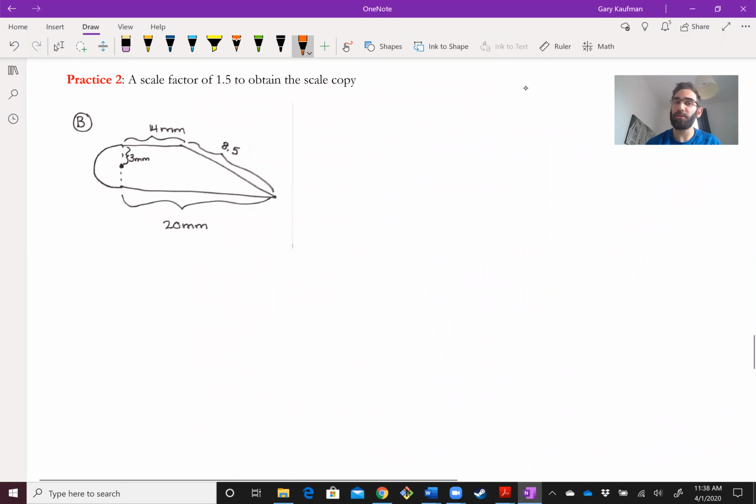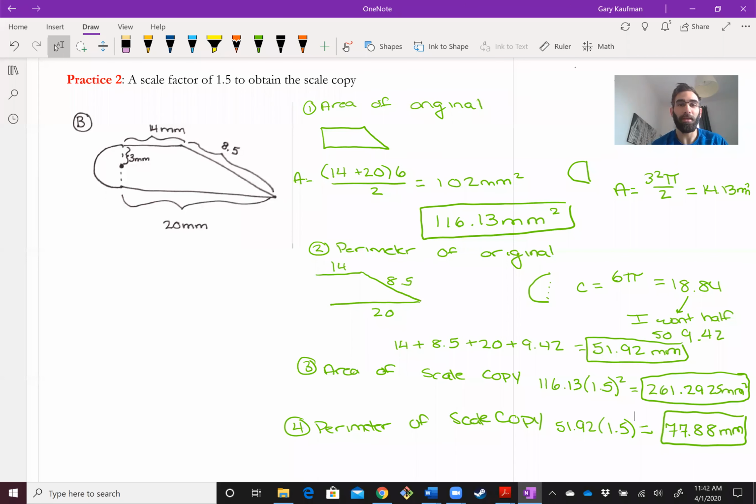Here's practice 2, same exact instructions. Go ahead. All right, so here is the answer to practice 2. Again, feel free to pause wherever you need.